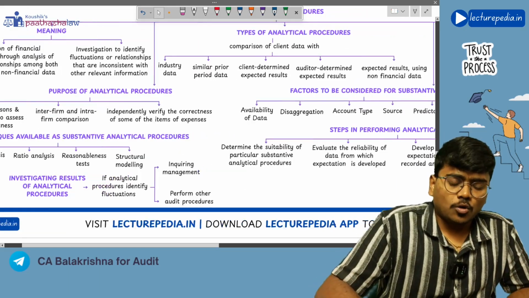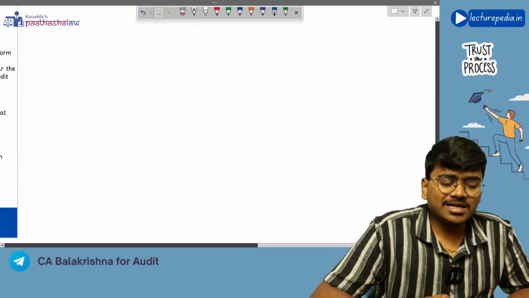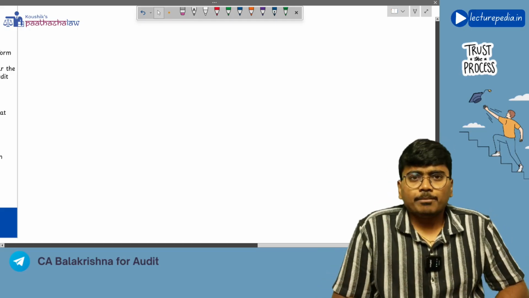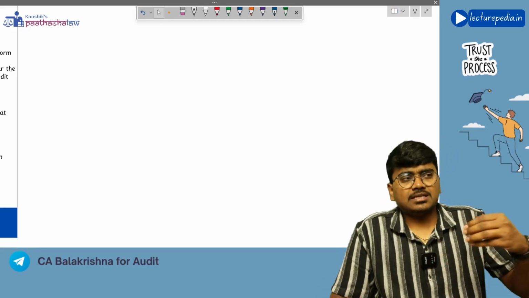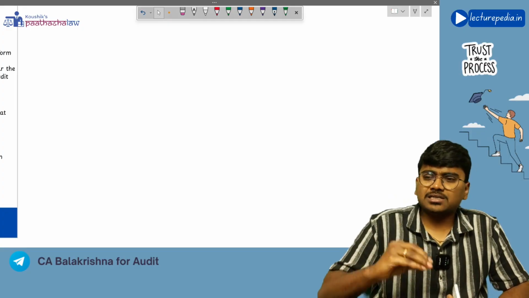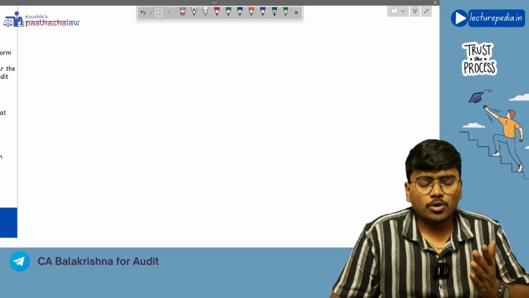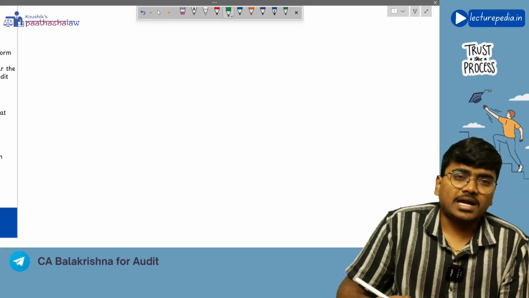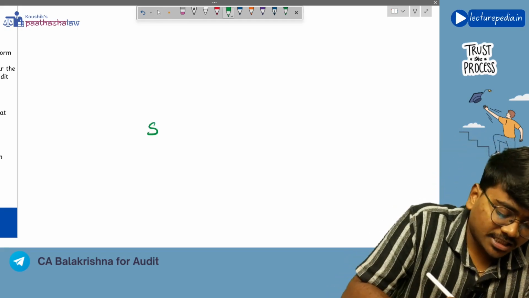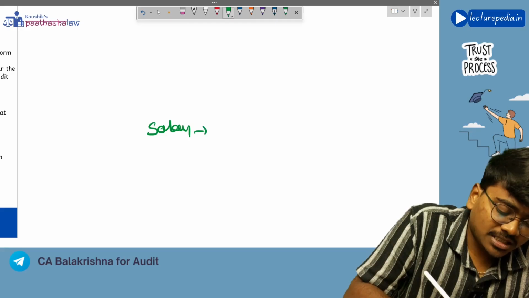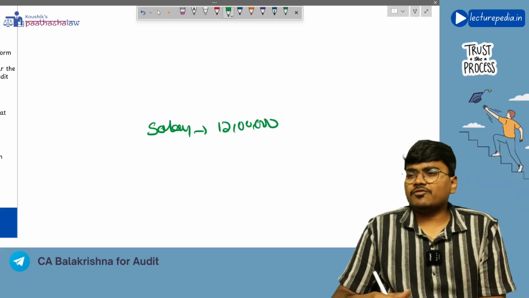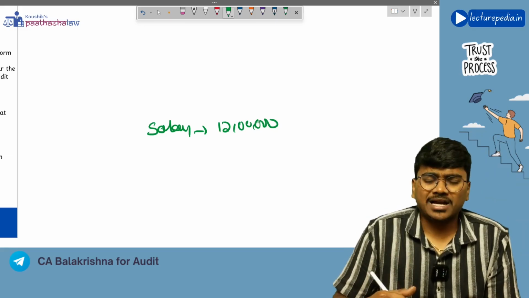So first of all, what is meant by analytical procedures? Generally you can perform analytical procedures either as a risk assessment procedure or as a further audit procedure. This we have already discussed yesterday, SA-315, right? Let's say the best example of an analytical procedure: in the P&L statement, salary expenditure is shown as 12 lakh rupees. Now, in order to verify this salary expenditure, you perform an analytical procedure.